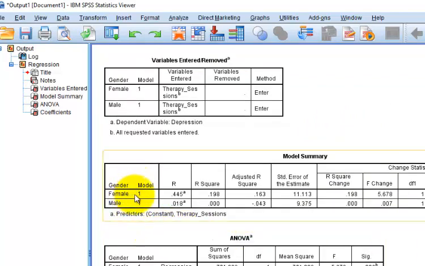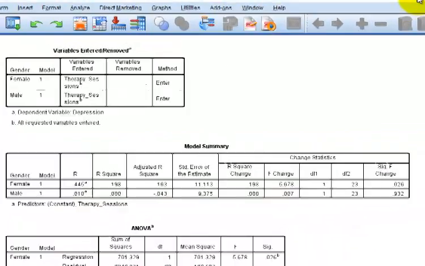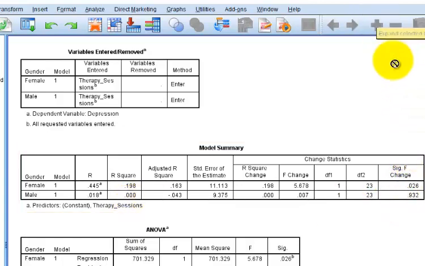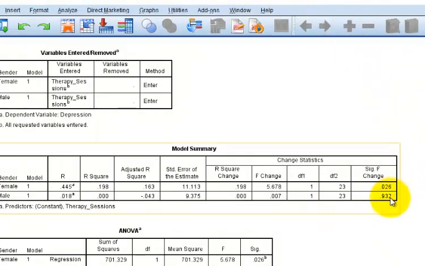And so males and females, let me move this over for you. So it looks like it is true for the females, right? It's significant for the females. Huge R squared, right? 0.198. But for the males, not so much. R squared is 0, and the sig value is bad. So in other words, I know going ahead of time that the relationship between depression and how many times they see a therapist is significant for women, but not for men.